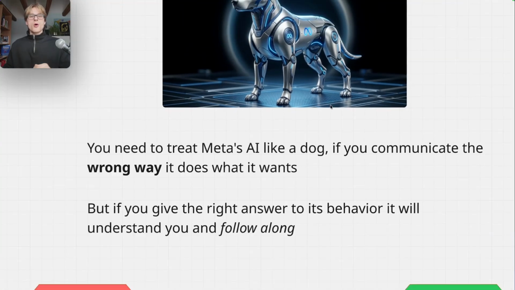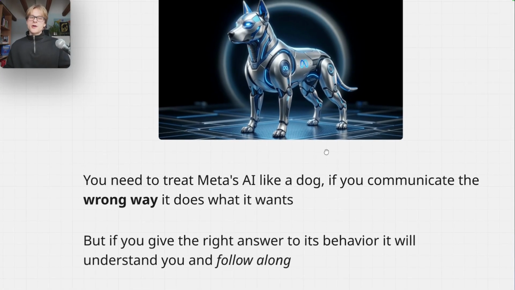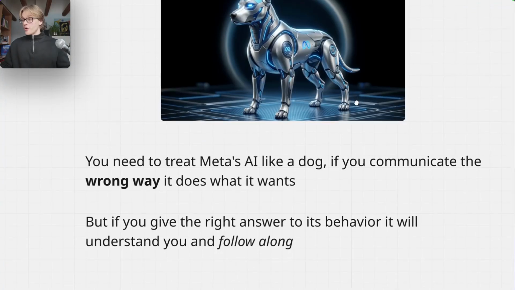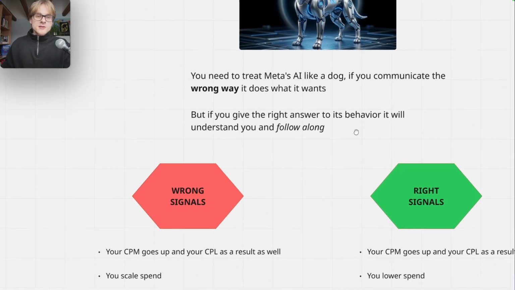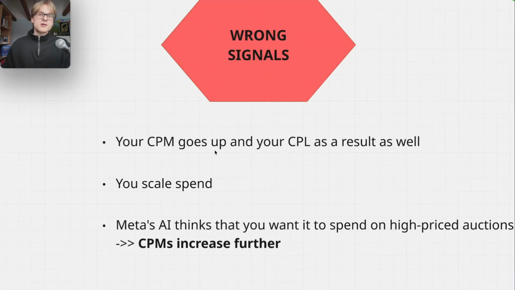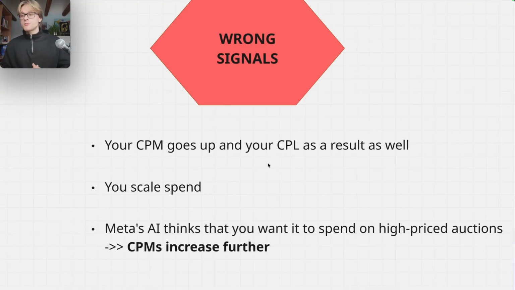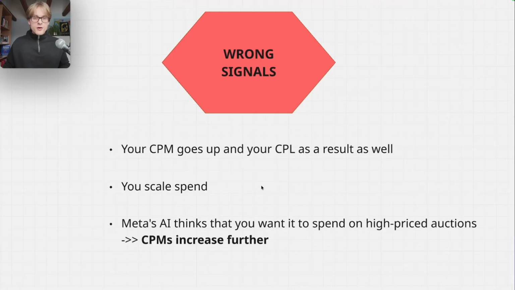If you communicate the wrong way, it does what it wants and messes around. But if you give it the right answers to whatever its behavior is, it will understand you and follow along. So, wrong signals. An example: your CPM goes up in your campaign and your CPL as a result as well. What do you do? Wrong signal: you scale your spend. Meta AI thinks that you want it to spend on high-priced auctions. It thinks it can do literally whatever it wants with you, because it increases your CPM and your CPL, and you're saying, yeah, spend more, spend more, spend more. Then your CPMs increase further. Makes a lot of sense.